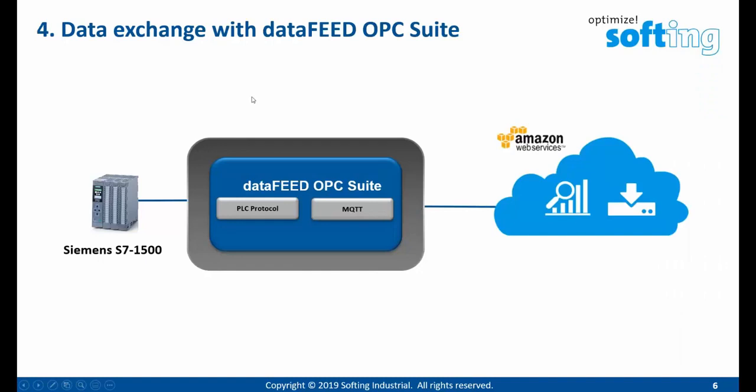So in the session today, what we are doing is we establish a connection between Datafeed OPC suite and the S7 1500. Then we have to establish a connection between the Datafeed OPC suite and the Amazon Web Services. And the third step is that we have to do a so-called mapping. So we have to decide which data we want to send.